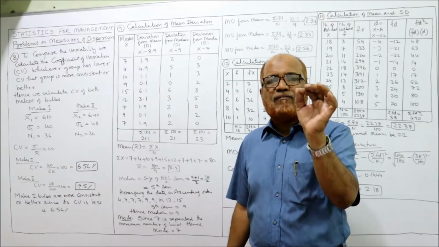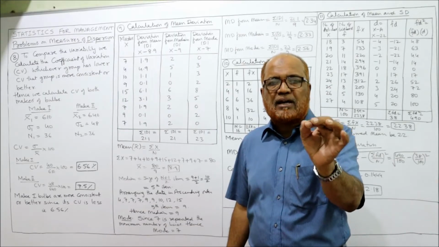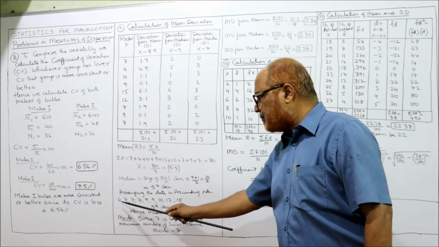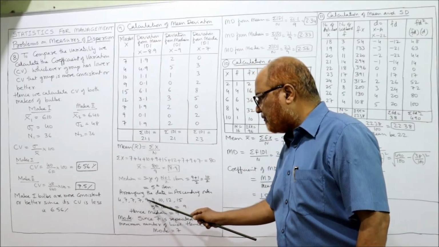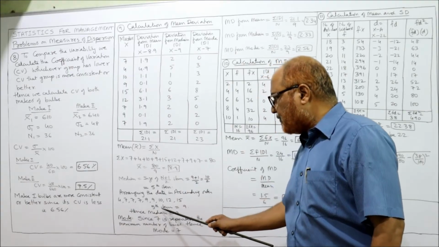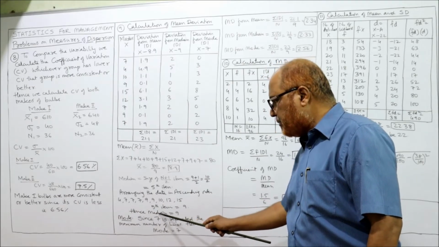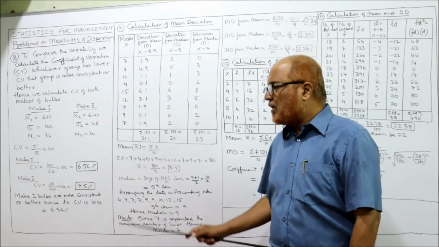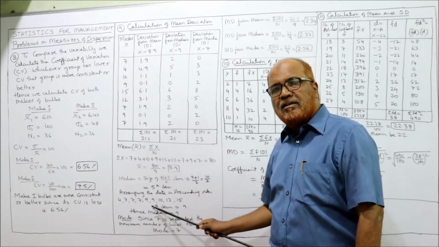Now select the fifth item. That fifth item is the median. So which is the fifth item? 1, 2, 3, 4, 5: 9. 9 is the fifth item. So the fifth item is equal to 9. Hence median is equal to 9. So we have calculated the mean, and we have calculated the median.